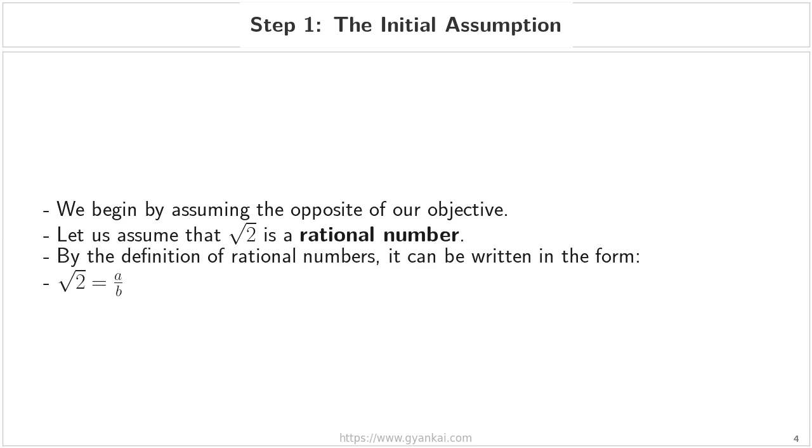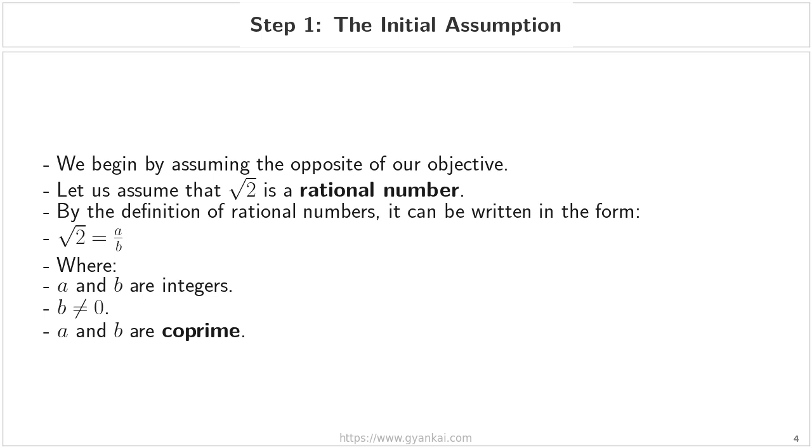Now, if we assume it is rational, we must follow the formal definition of what a rational number actually is. By definition, any rational number can be written as a fraction. Specifically, the square root of 2 equals a over b. In this fraction, we have to be very specific about our terms. First, both a and b must be integers. Second, b cannot be equal to 0 because we know that division by 0 is undefined.